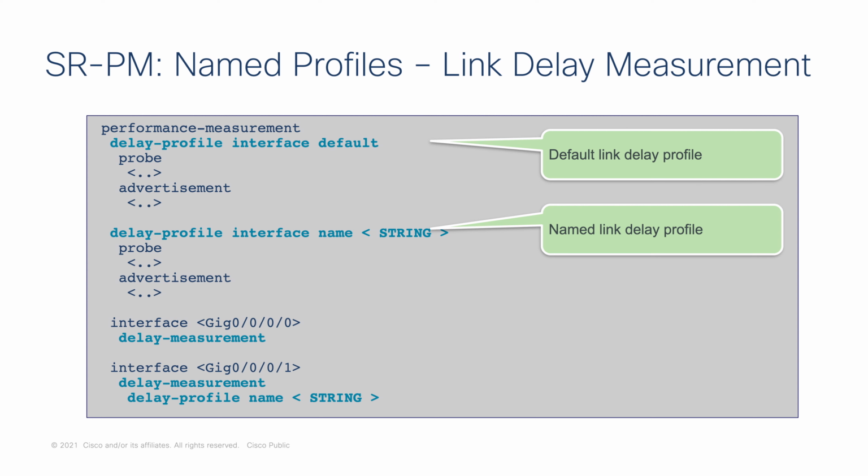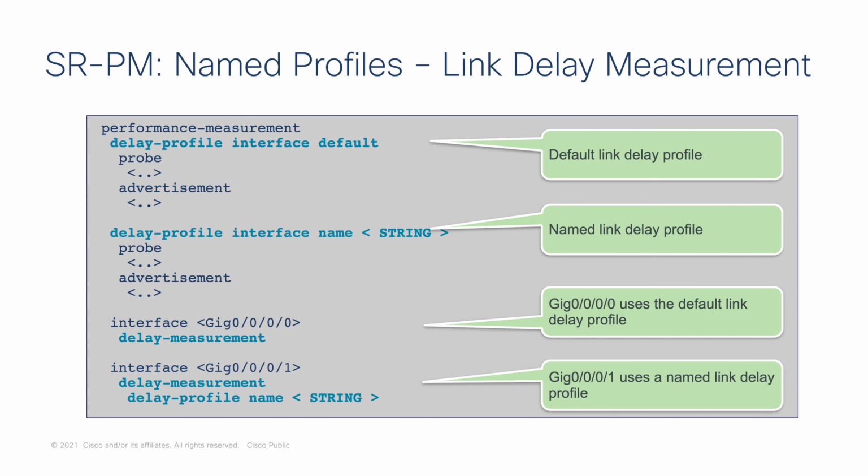If you look at an example, here we can see name profiles when they are applied to link operations. In particular, we have a delay profile applicable for interfaces for default parameters. You can have all the parameters that will apply to the default link delay profile. On the other hand, you can also configure a named link delay profile where you may have also different parameters configured.